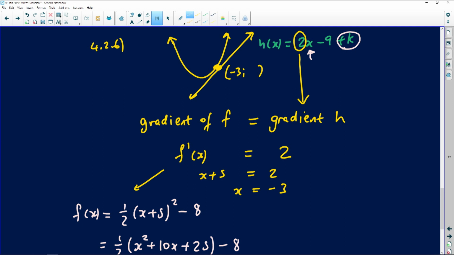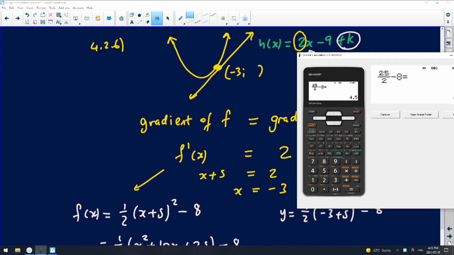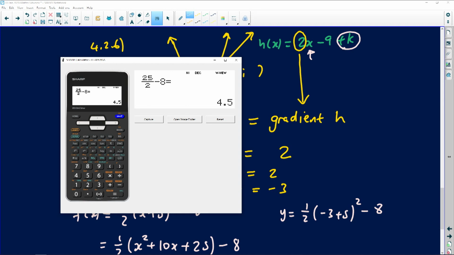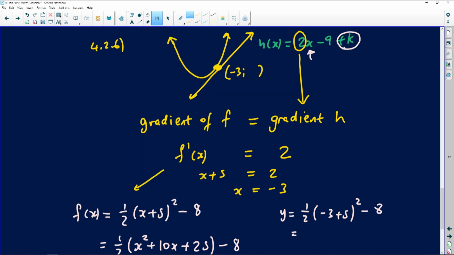Okay, so let's see. I'll plug this into the graph of f. So my y will be half of (negative 3 plus 5) squared minus 8. Let's call the calculator to assist. Half is 0.5, I'm being lazy, so I'm going to just type that. Negative 3 added with 5, close bracket. You've got a square there, and then you need to subtract 8 from the result. You end up with an answer of negative 6. So that means the point of contact is the point negative 3, negative 6.